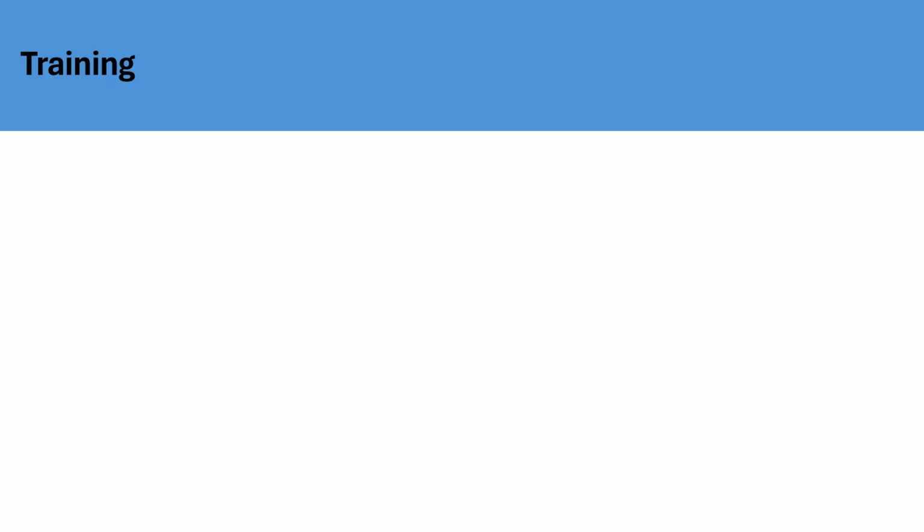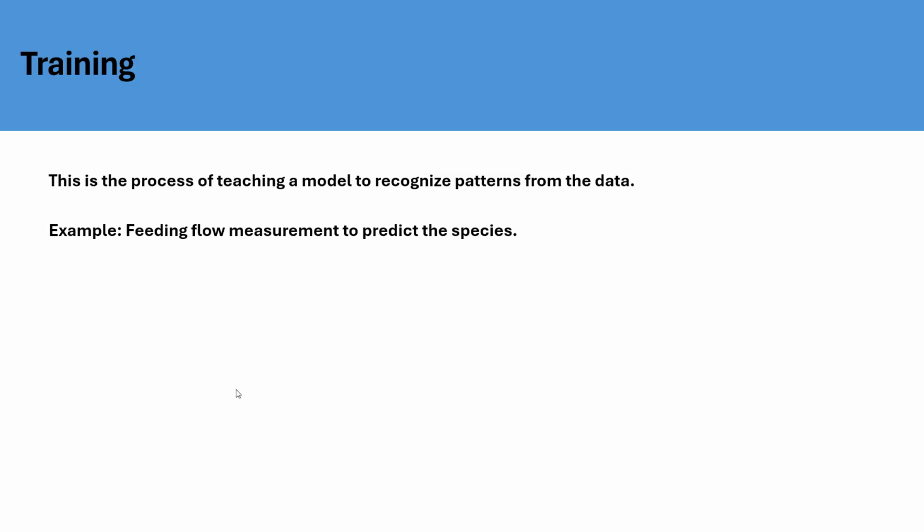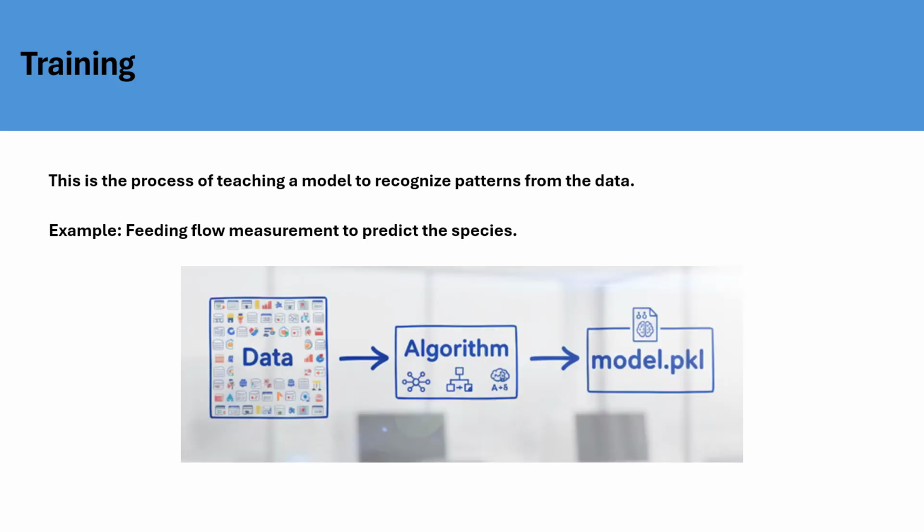Before we jump into the code, let's clear a few key terms that often confuse beginners. When we say training, we mean teaching a model to recognize patterns from data. For example, in the Iris dataset, we feed flower measurements like petal length and width and teach the model to predict the flower type. The output of this process is a model file like model.pkl.